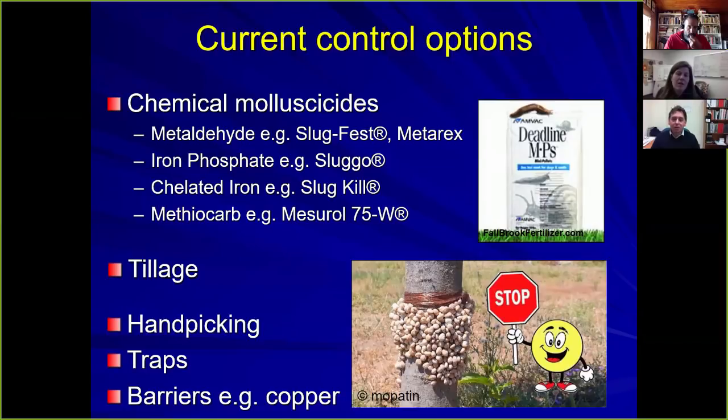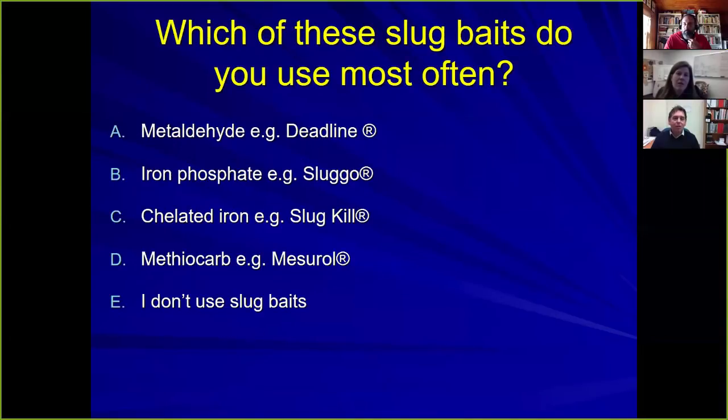So I've got 3 more questions for you guys. Which of these slug baits do you use most often in your landscape? If you use metaldehyde, you select option 1. And if you go with iron phosphate, you would go with the second option. Chelated iron, you would go with the third option. Metiocarb would be the 4th. And then if you don't use slug baits, then you would select the 5th option. Okay, just another few seconds.